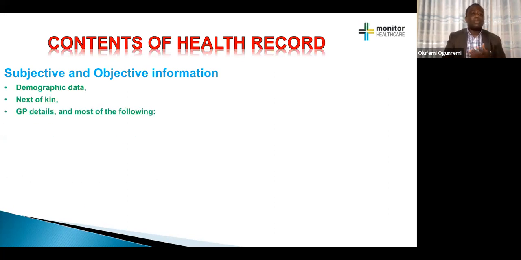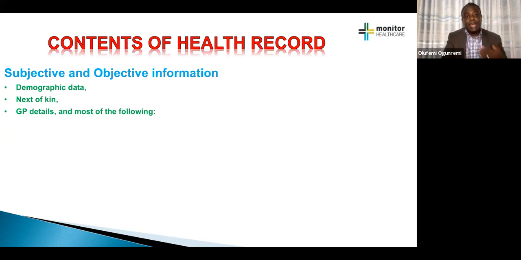So the patient demographics. For every patient that has their own records, we normally gather information around the demographics. You want to know their age, their sex, their name, address, and all this. These are data that are very important either for identifying the patient or for distributing resources. Then we have the history, and information about the next of kin.